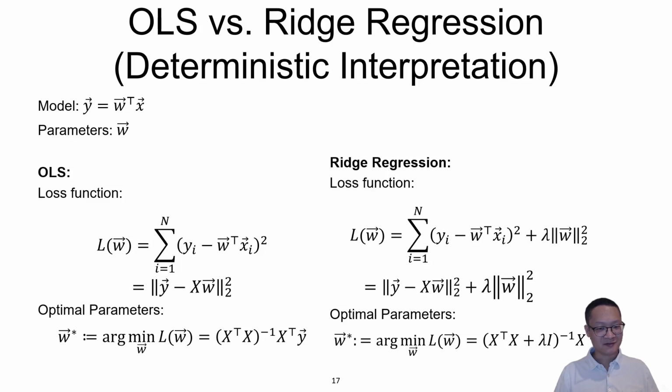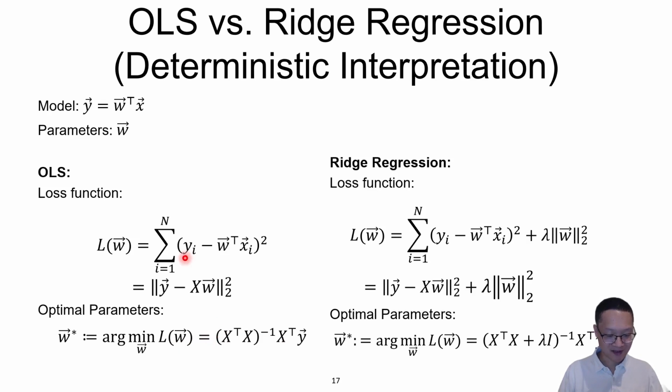This is a really important point, so let's recap. Let's go back to ordinary least squares versus ridge regression. So this was the deterministic interpretation of linear regression. Our model was y equals w transpose x, and we wanted to determine the parameters w. In ordinary least squares, our loss function was the sum of the squared loss of every data point, or the sum of the squared vertical error of every data point. And that could have been written as the squared two norm of y minus matrix xw. And the optimal parameters were given by w star equals argmin over w of the loss, which is x transpose x inverse x transpose y.